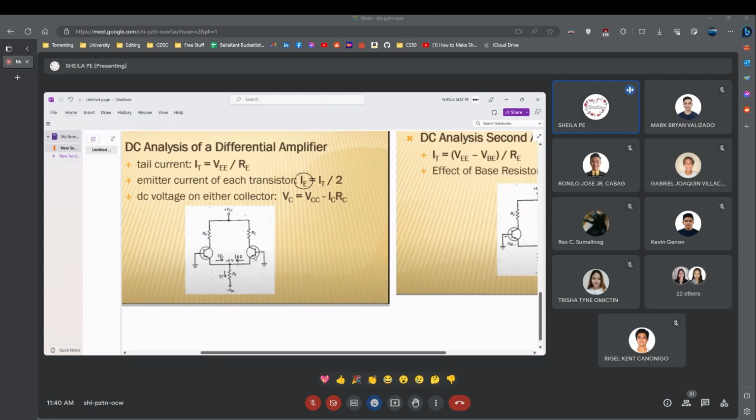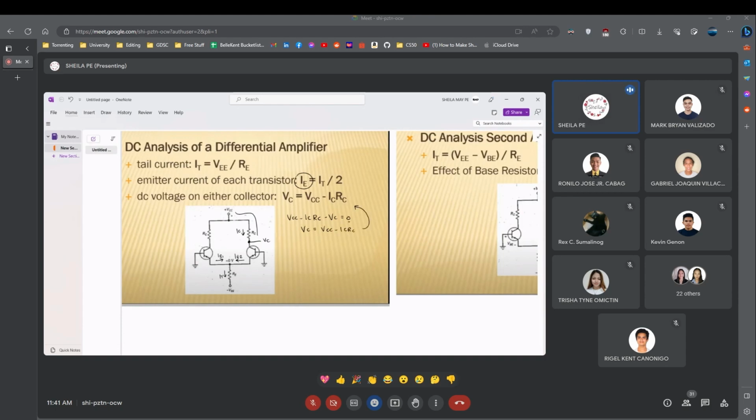Now our DC voltage collector, that's our VC. That's the voltage drop of our collector terminal to the ground, right? So we can loop here. So that's VCC minus IC RC minus VC equals 0, because it is the voltage drop of our collector terminal down to ground. Si VC man natong ipahita. So it's just VCC minus IC RC.